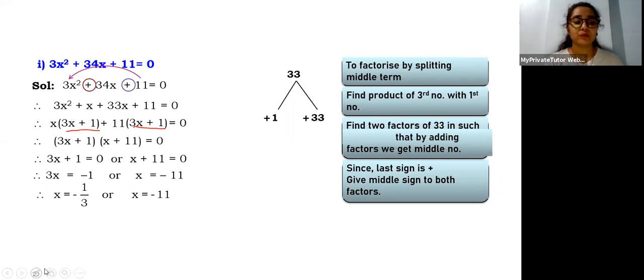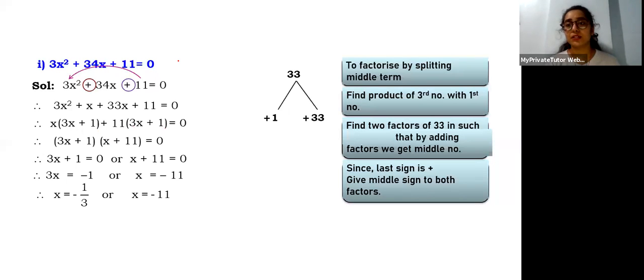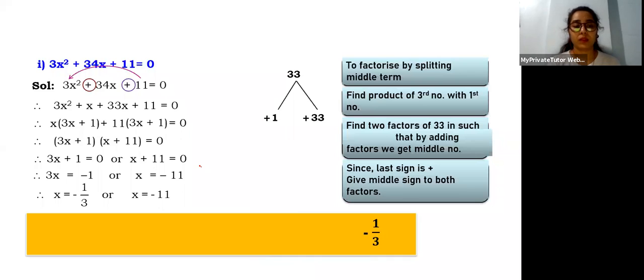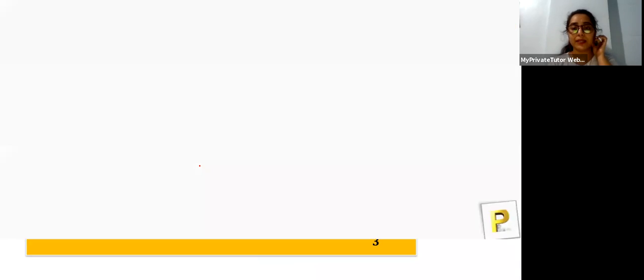Okay, so you guys don't have to worry about this. You might be thinking that it looks very complicated. No, it's not. It's very easy. You just have to practice. You just have to find the factors and you'll be done with this question. Okay, multiply the a and c and then split it into two terms and you'll get the answer, right? So this is how you have to do it. So what are the roots of the given quadratic equation? That is minus 11 and minus 1 by 3.